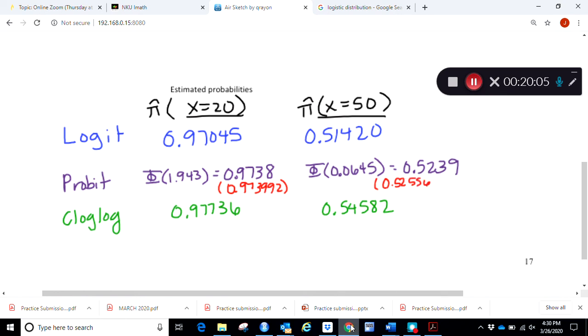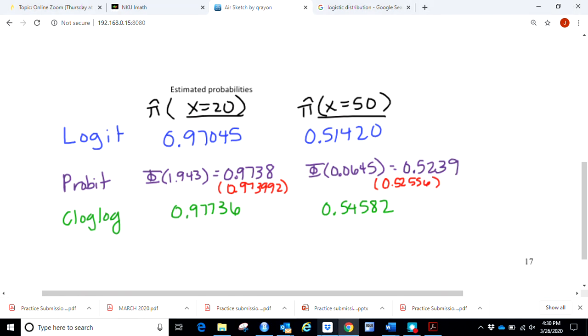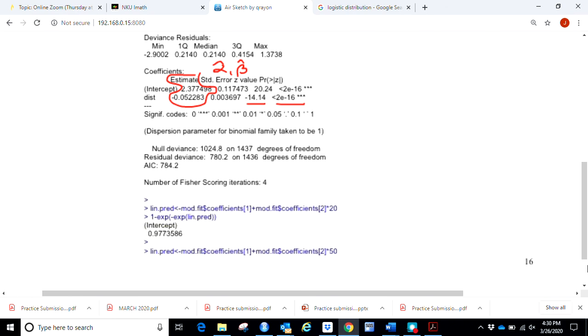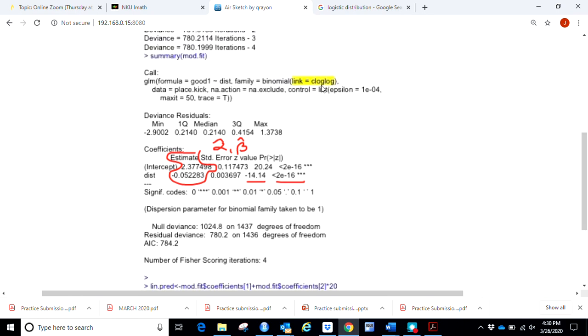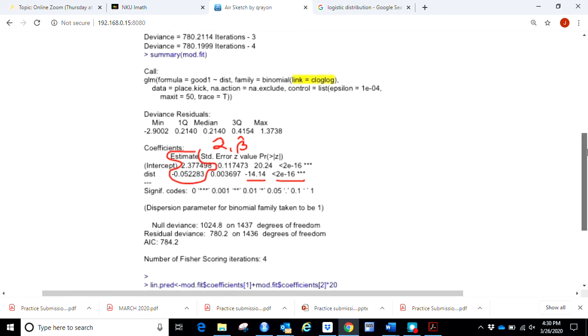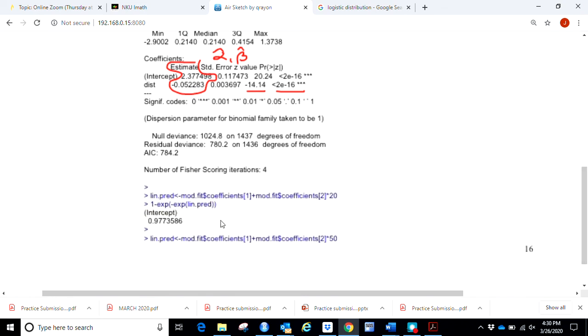5, 5, 6. So a little bit different there. Then we can do the same thing with our complementary log function as well. So again, here's the output I'm going to start looking at. So assuming I've run this function, here's my new alpha hat and beta hat. I'm doing the same idea down here. First I'm going to find that lin.pred. So again, that's just doing the alpha hat plus beta hat times x.